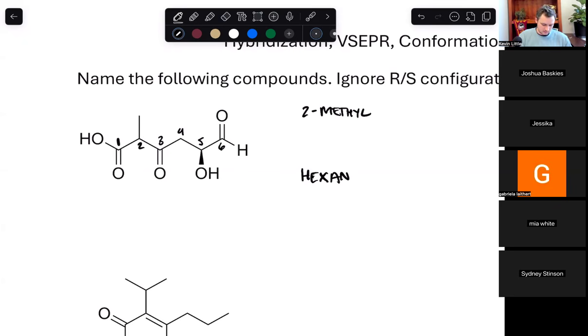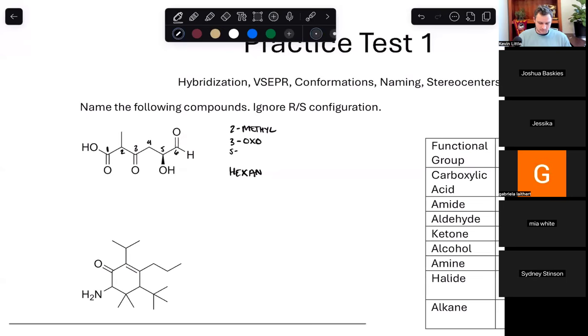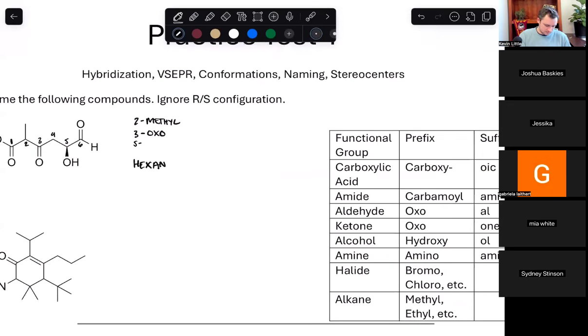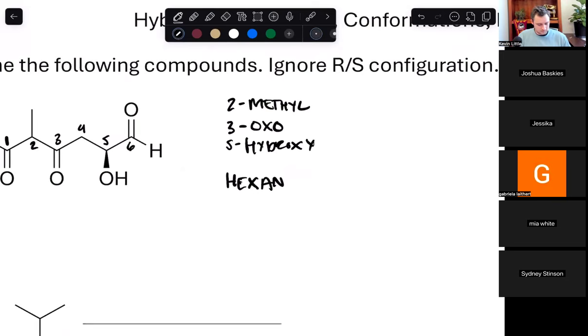We have an oxo at 3. We have an alcohol at 5. So for some reason I'm having a blank. Hydroxy is the prefix for alcohol. So this is why I'm giving you the chart. We can all have bad days. And then 6 is also an aldehyde, which is oxo.